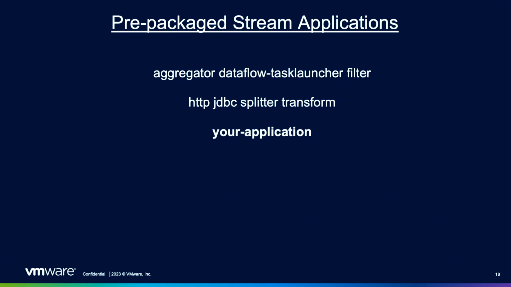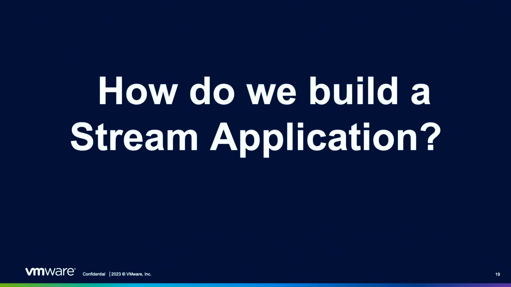Filter allows you to just provide an expression that decides what passes and what stops. You've seen HTTP can be a source. We have JDBC as a source or a sink. We have Splitter, which uses delimiters to separate your content into multiple messages. You can do a transform, or you can bring your own application. And this is what we want to show you today.